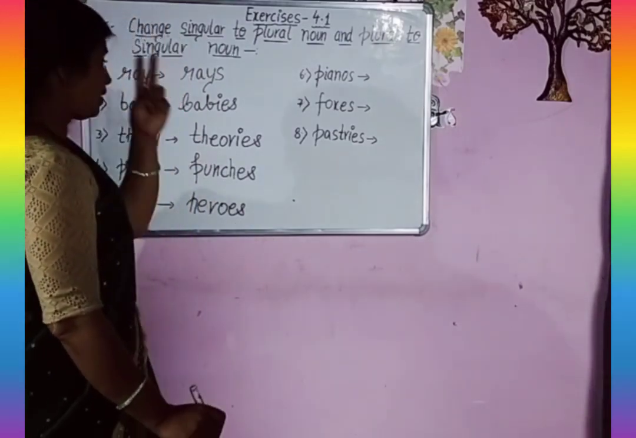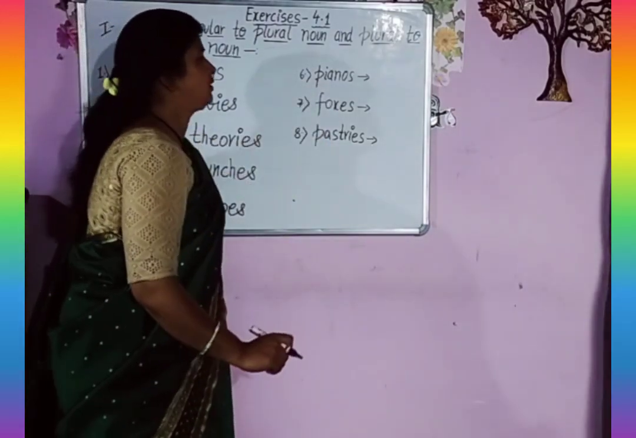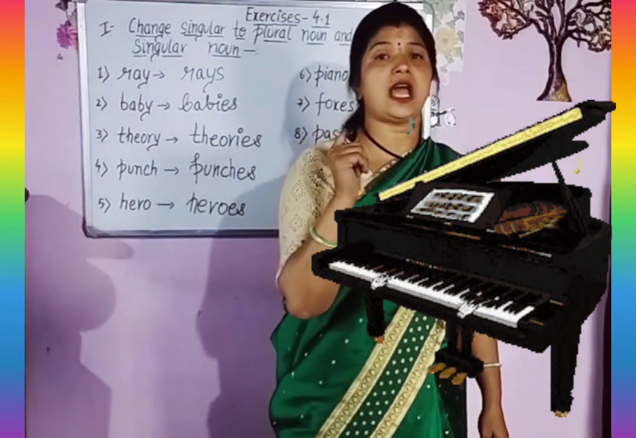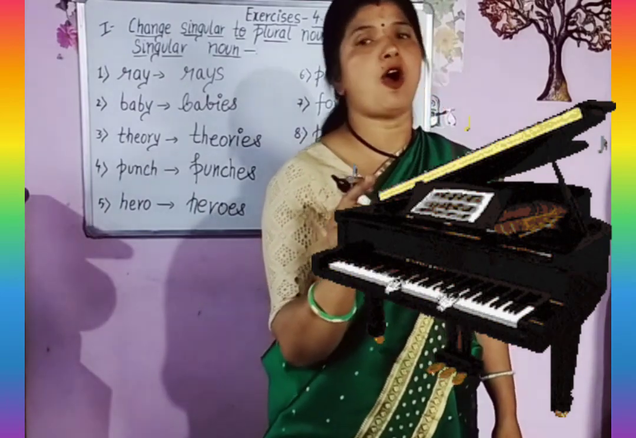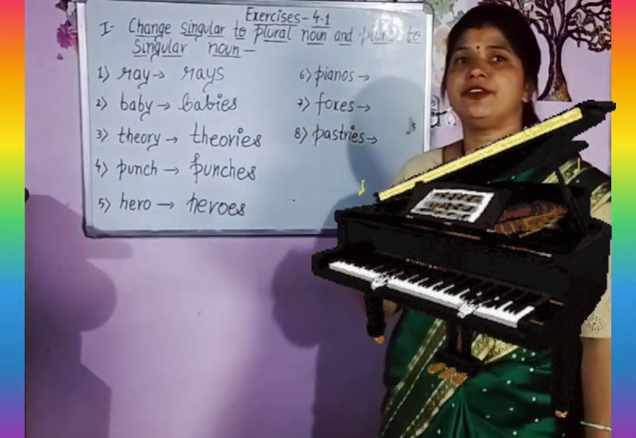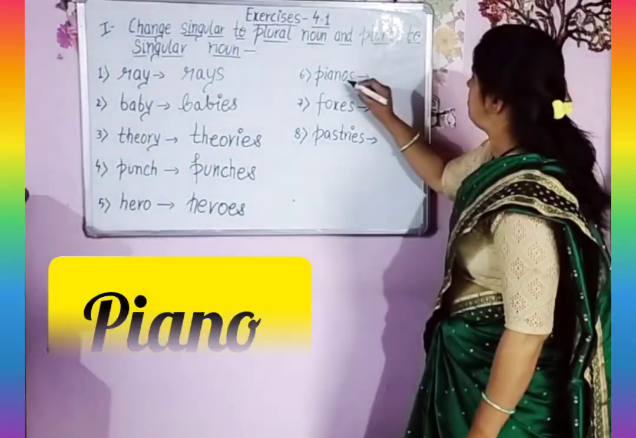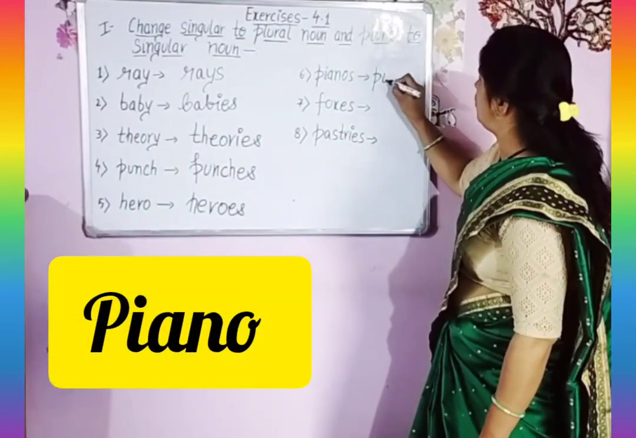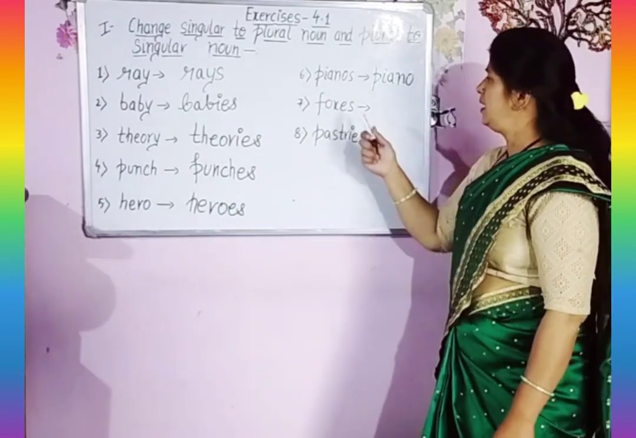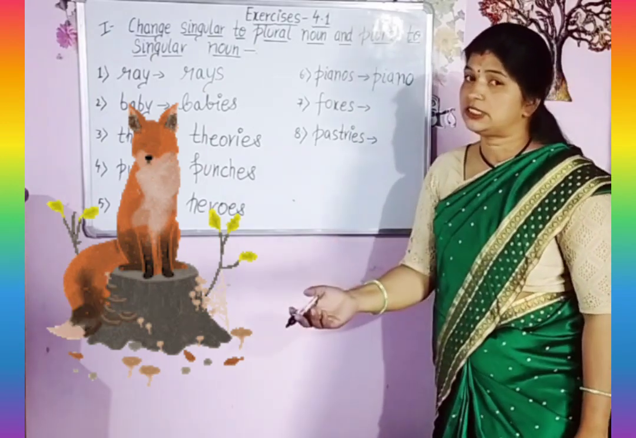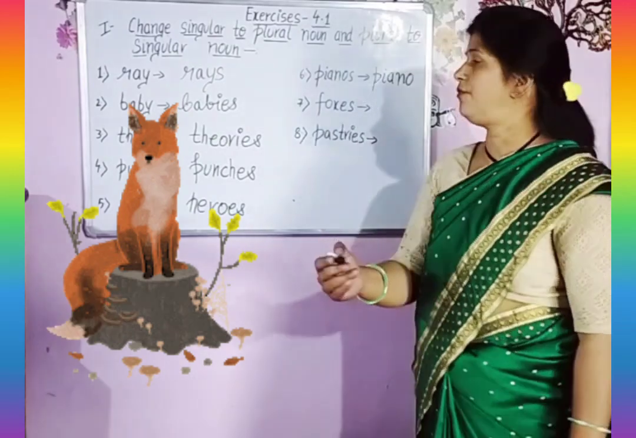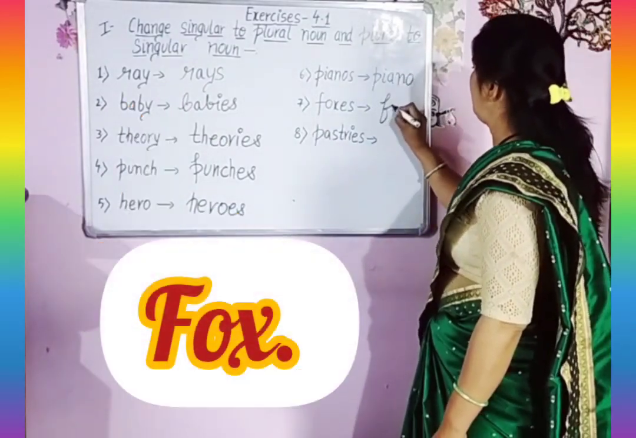Okay. Now see the sixth one, my dear students. The sixth one is pianos. That means this noun has been given in plural form. You have to change it from plural to singular. So pianos will become piano, P-I-A-N-O. Right. Now foxes. Many foxes are there. If we have to make it singular, it will become fox.